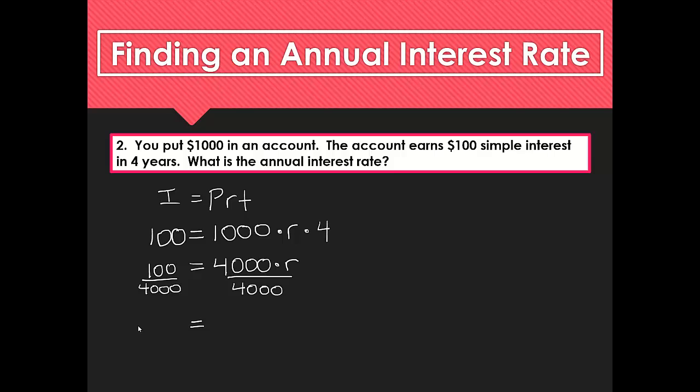And 100 divided by 4,000 is 0.025. So 25 thousandths would equal R. We then can take this, so we have R equals 0.025, or 25 thousandths, and we can convert this to our percent. So R equals 2.5%.